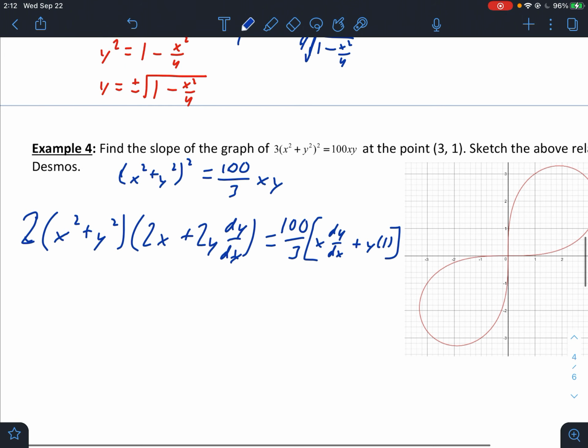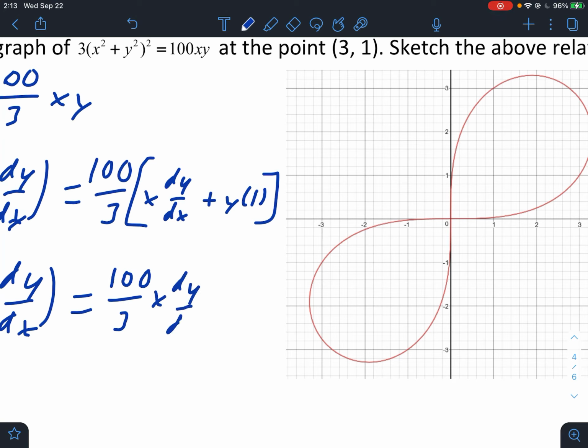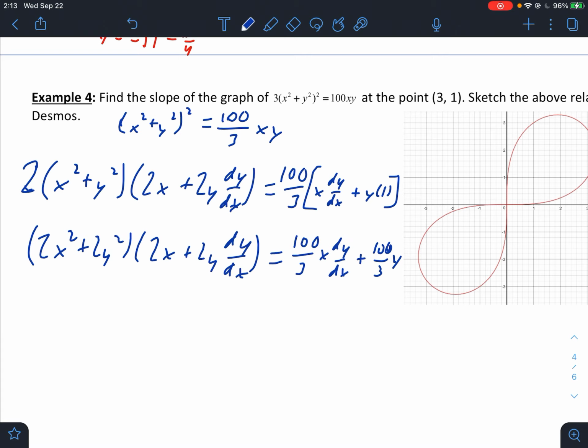Let's clean this up. So I'm going to start here by distributing the 2 in here. Now we get 2x squared plus 2y squared, and then 2x plus 2y dy dx. And if I distribute the 100 over 3, I get 100 over 3 x dy dx plus 100 over 3 y. All right, at this point, let's stop and look at what the question is actually asking us to do. It's not actually asking us to find the derivative. So do we need to solve this for dy dx? Right now, we do not.